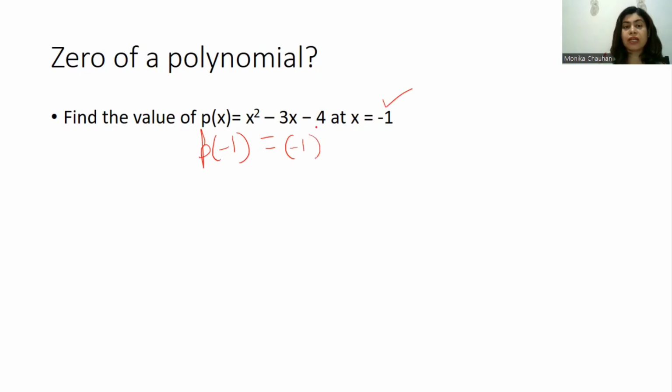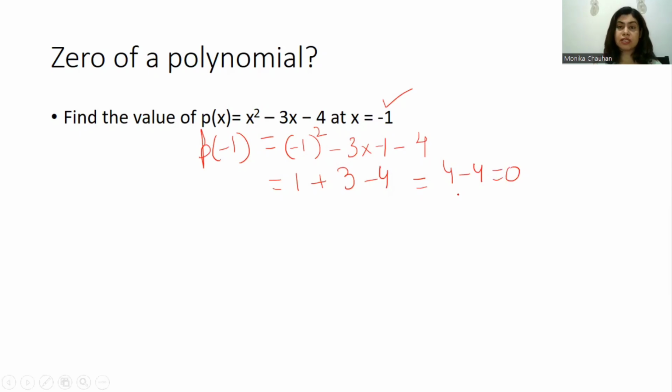So let's see. It becomes -3 into -1 -4. So what do we get when I solve it? -1 raised to the power 2 becomes positive, -1 into -1. And minus into minus becomes plus, so it becomes 1 plus 3 minus 4. When I simplify further, 1 plus 3 is 4, and 4 minus 4 is 0. I got 0. So when I put the value for x as -1, I get 0.